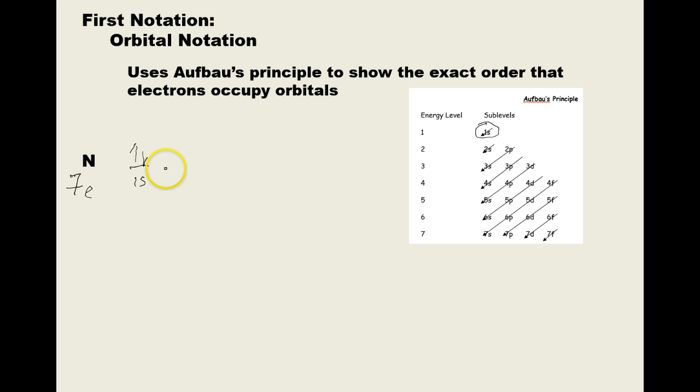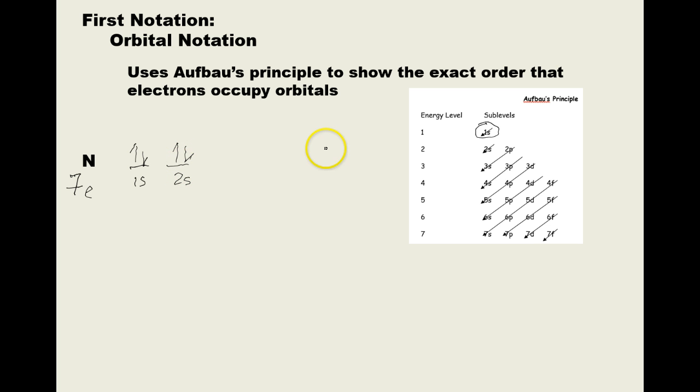Then we're going to go on to the next sublevel, which is the 2s. Next arrow. So the s is, even though it's in the second energy level, it's still an s orbital, so it only has one orbital. So we're going to have a 2s. And we're going to put 2 electrons in it. Since there is only one orbital, we have to fill up that orbital before we can go on.